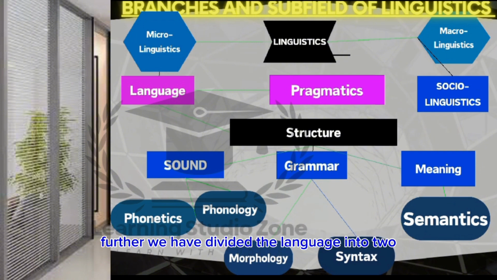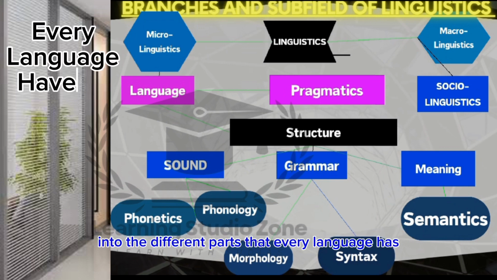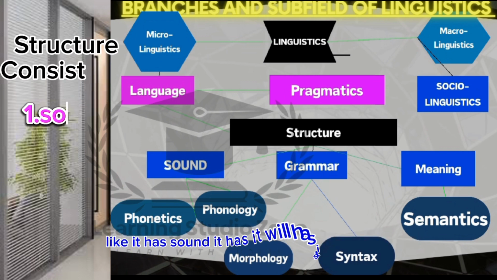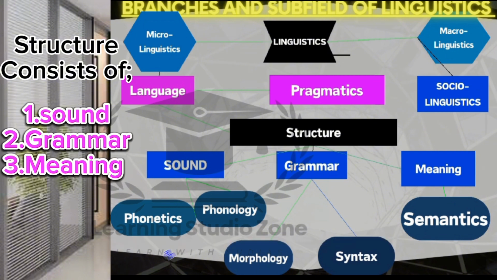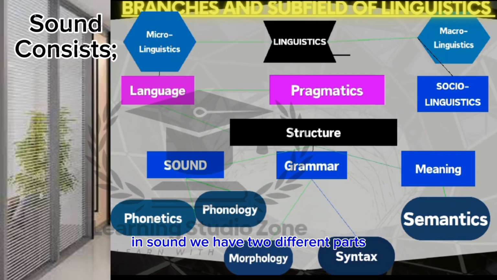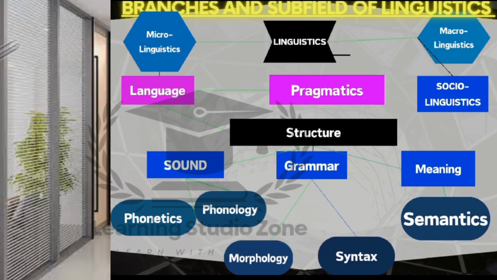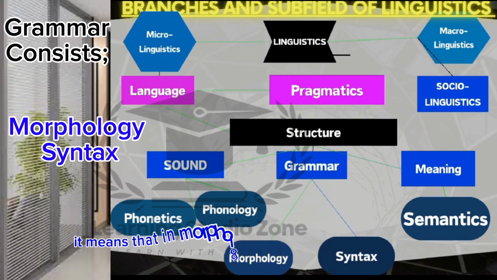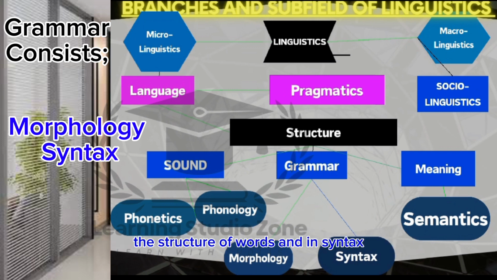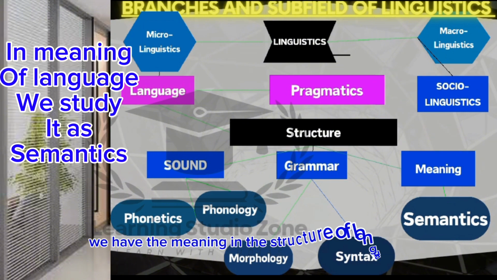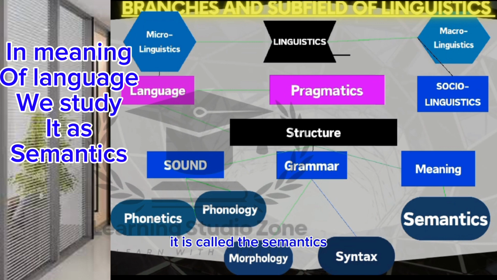Further, we have divided language into different parts, because every language has its structure. The structure of language has three different parts: it has sound, it has grammar, and it has meaning. In sound, we have two parts, phonetics and phonology, meaning the sound patterns and the characteristics of sounds. In grammar, we have morphology and syntax. In morphology, we study the structure of words, and in syntax, we study the formation of a well-defined sentence. On the other hand, we have meaning in the structure of a language. That is called semantics. In semantics, we study the meanings of words and sentences in a language.